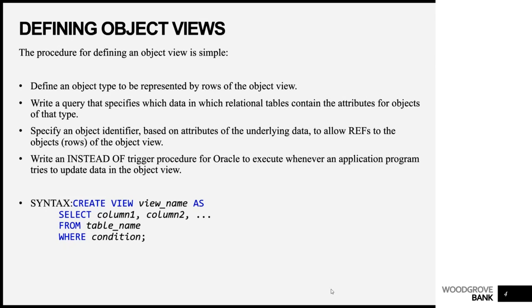The syntax of defining an object view is: first we write create view and then the view name, and then we write select and choose whichever columns we want to include in the object view. Then we specify the table name in the from clause, and then in the where clause we specify the condition that the object data has to contain. Now, let us see that with a practical execution.